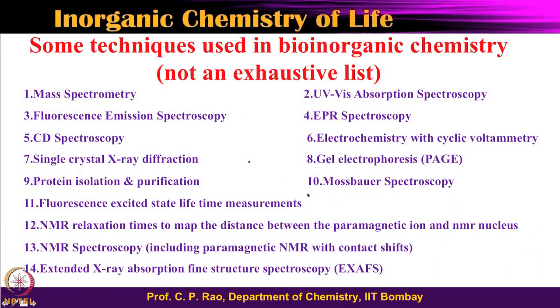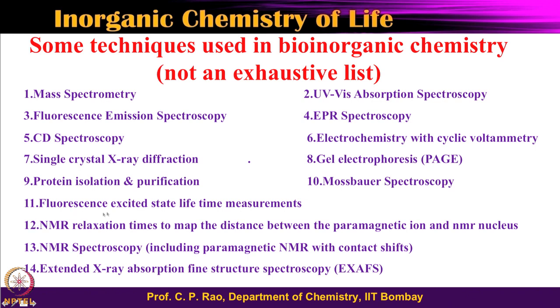You can also try to get the single crystal of these enzymes. In our case, they are the metalloenzymes, and you look at their atomic positions using single crystal X-ray diffraction. I will tell you a little bit more detail a bit later. There are many other techniques like gel electrophoresis, protein isolation and purification, and for iron we can use something called Mössbauer spectroscopy, which is a nuclear-based spectroscopy. It is a gamma ray radiation spectroscopy. The transitions are nuclear transitions, not electronic transitions.